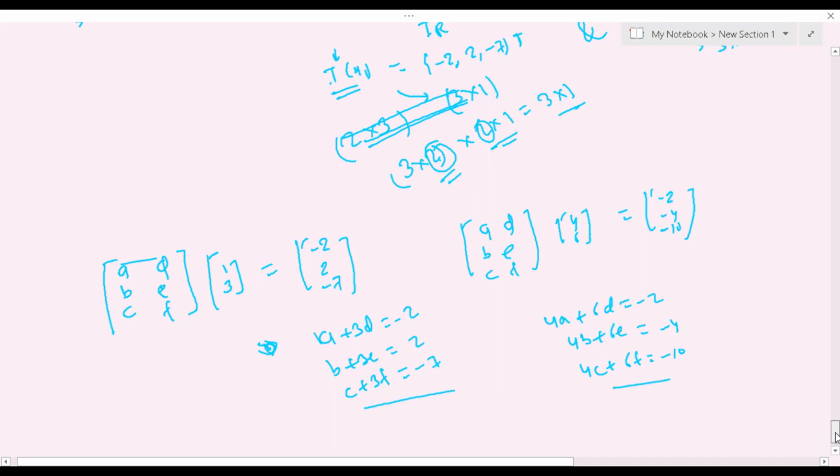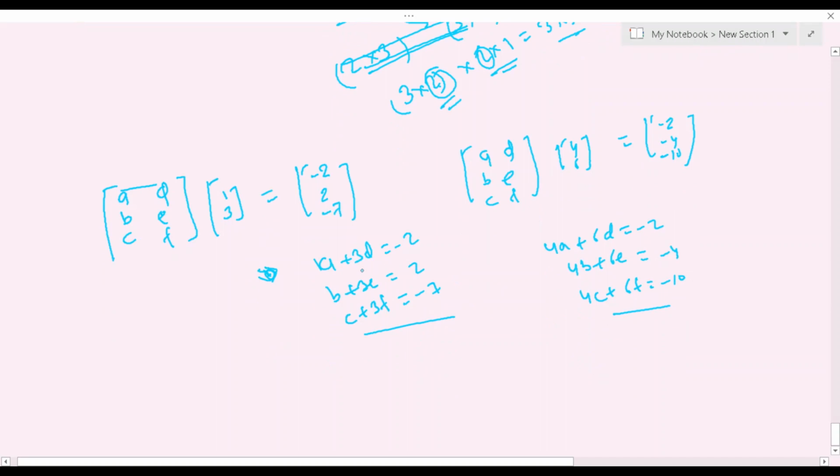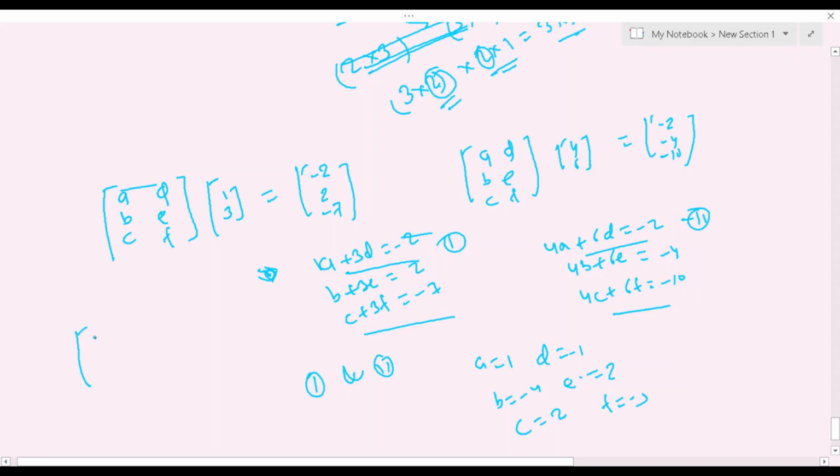When you find the values, the equations are here. Express them as equation 1, equation 2, equation 3, equation 4, equation 5, equation 6. So from 1 and 2, you will get A equal to 1, D equal to -1. Similarly for the other values, B is equal to -4, E is equal to 2, and C is equal to 2, and F is equal to -3. So this is how you calculated your matrix here: 1, -1, -4, 2, 2, -3. So this was your transformation here, and you have to find the same.